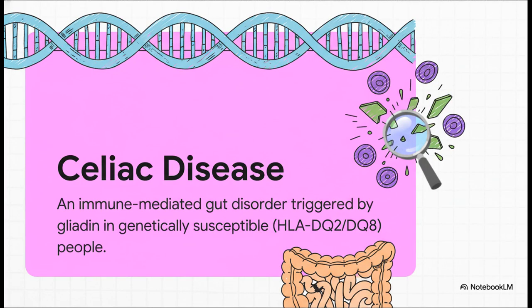Now, in complete contrast to IBS, celiac disease is not a functional disorder. This is an immune-mediated enteropathy, basically a disease of the intestine caused by the immune system. And the trigger is super specific. It's an immune reaction to gliadin, which is a protein found in gluten. But here's the thing, it doesn't happen to everyone. This reaction only kicks off in people who are genetically susceptible, meaning they carry specific genes like HLA-DQ2 or HLA-DQ8.